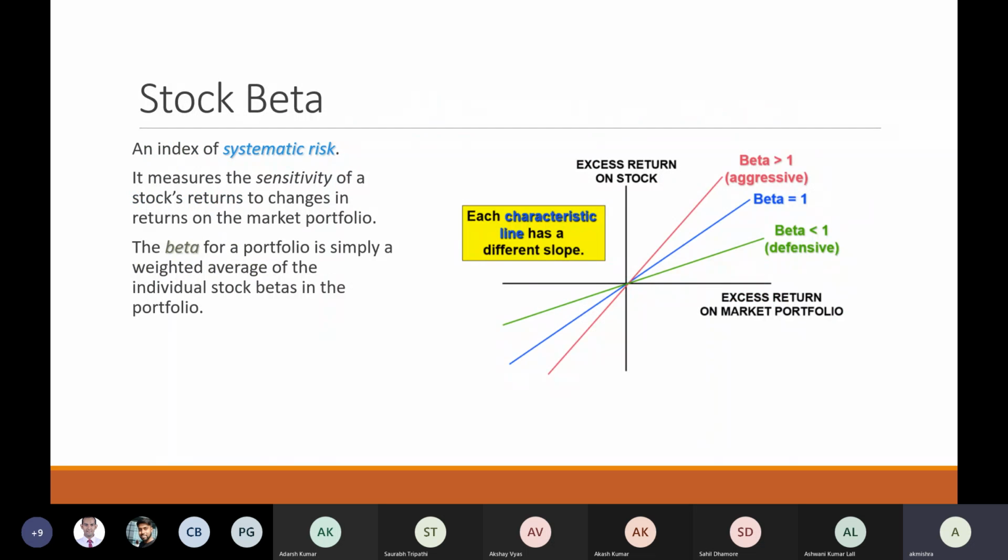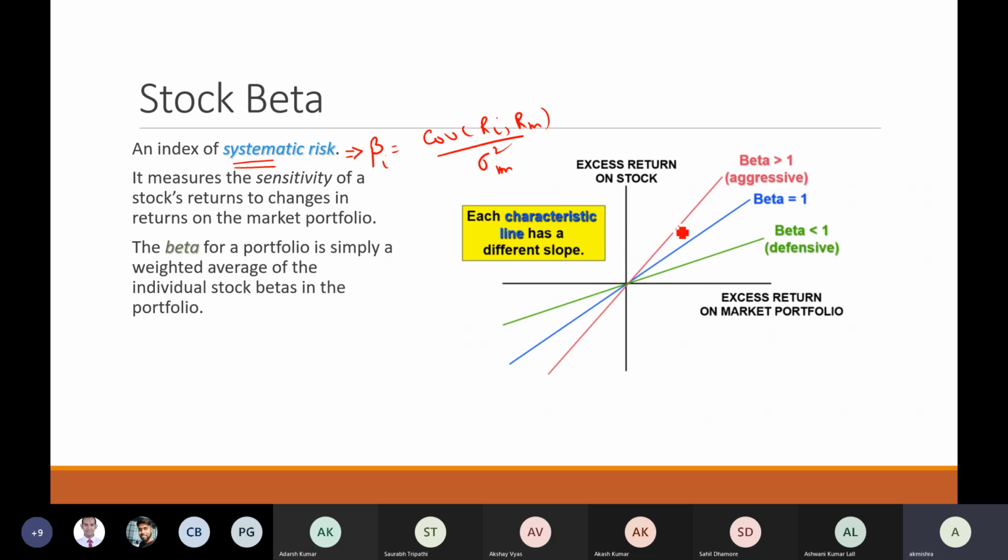And stock beta is basically a measure of systematic risk. Remember beta, and you have calculated it like this: the covariance between the return of your security and the return of your market, divided by the variance of your market return. So what does it tell? It is a kind of measure of how sensitive your stock is with respect to the market, and that's why we are calling it a systematic risk measure. So your beta is basically a systematic risk measure, beta i, beta of a particular security i.